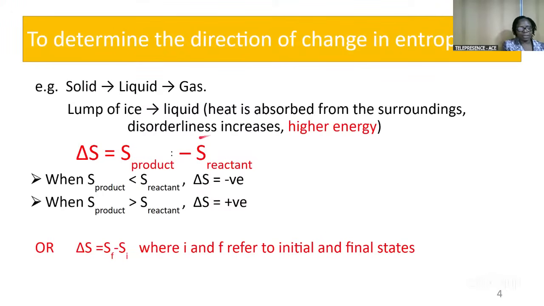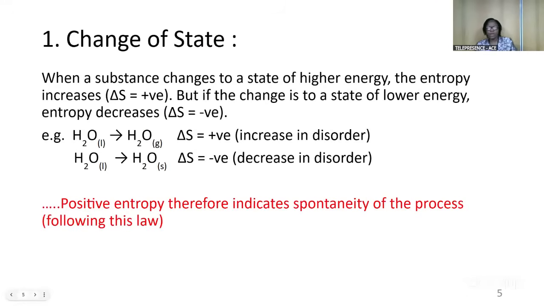And the final state is more or less what is similar to the product. So when you have the final state having greater entropy than the reactant state, the difference is going to give you a positive value. So we say that change in entropy is positive. And when you have the reverse, you say that change in entropy is negative. Of course, positive entropy also has this implication, which means that the system or the reaction is spontaneous.